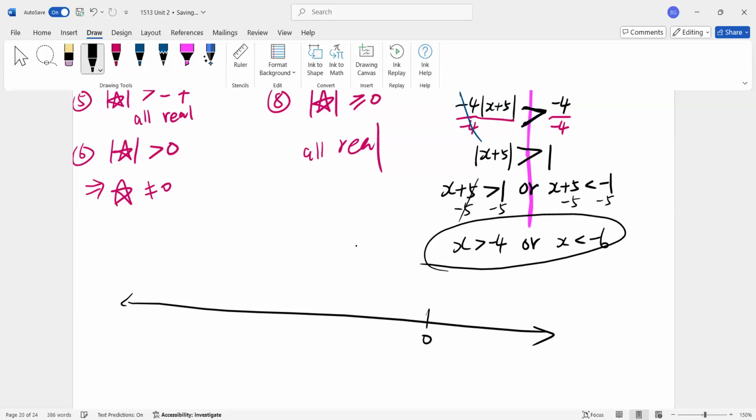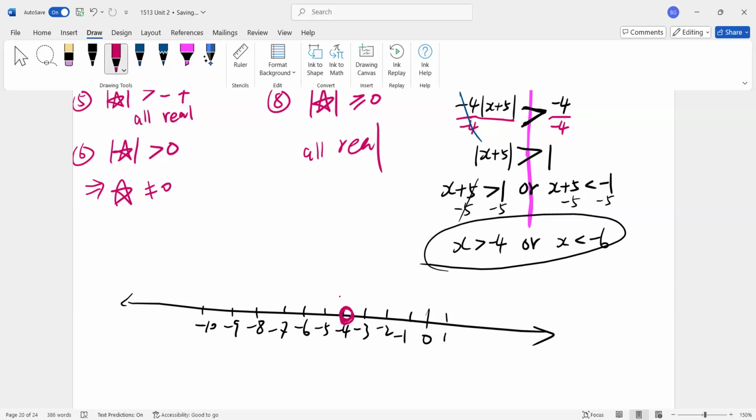This is 0. This is 1. So this is 91, 92, 93, 94, 95, 96, 97, 98, 99, 90. Okay, that's good enough. So x is bigger than 94. Bigger than 94, strictly bigger.